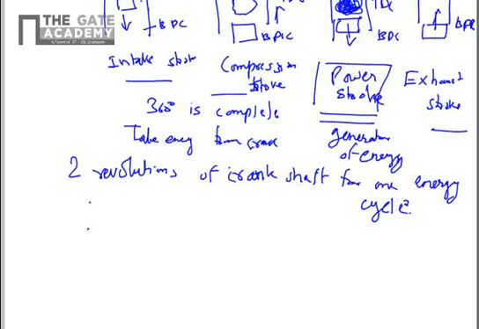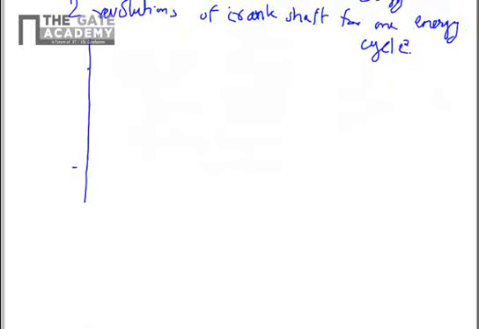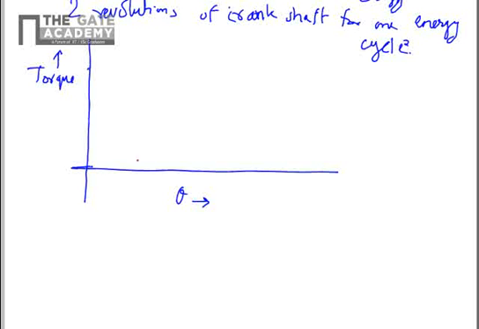So I'll try to draw a diagram here for the four-stroke turning moment. Remember that we are talking about torque on the crankshaft on the y-axis, and theta, the angular displacement of the crankshaft. This is 0 to 180 degrees, then 360 degrees, 540 degrees, and then 720 degrees. So you can consider two cycles for the construct.